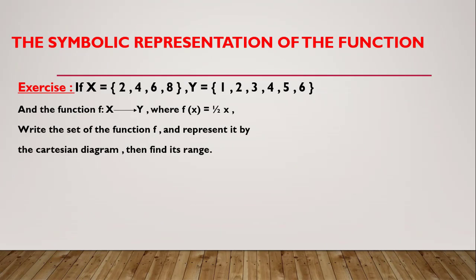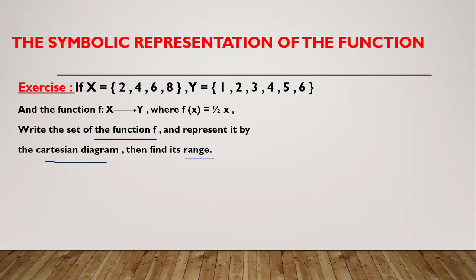Let's take an exercise. Here we have two sets, x and y. x consists of 2, 4, 6, and 8. y consists of 1, 2, 3, 4, 5, and 6. And we have a function f relating x with y, where f of x equals half x. Okay, write the set of the function f and represent it by the Cartesian diagram, then find its range. So we want to write the function as ordered pairs, as we wrote before for the relation, okay? Then represent it by the Cartesian diagram, we know the Cartesian diagram. Then I'll find the range.